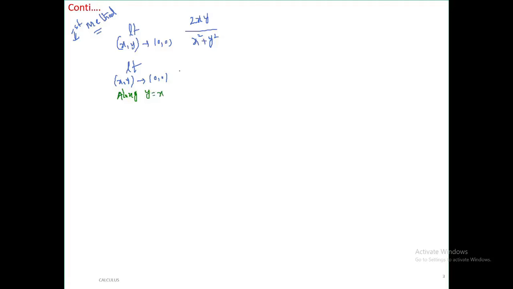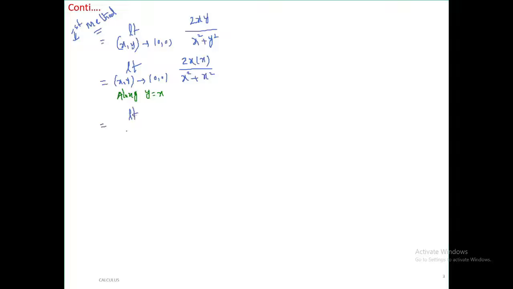So now this will be 2x, but what is the y value? The y value is x again. I am replacing, nothing else. Instead of y I am writing x. Why am I choosing this path? Since this point is lying on this line, so definitely this line goes to the origin 0, 0. That's why along this path I am finding the limit. Now x square plus again x square, right?